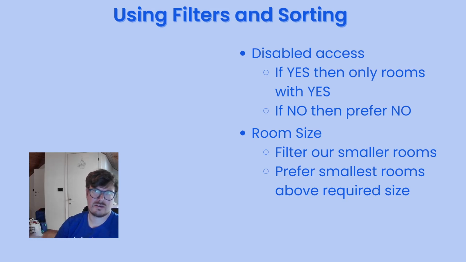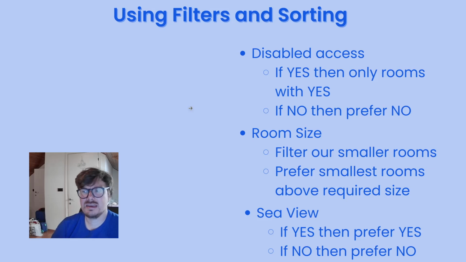There's no point assigning a booking of 4 people a room which has 8 people unless we have to, because we may want to keep that room available for when there's a booking of up to 8 people. Hopefully that's sort of obvious. And then sea view: if yes, then prefer yes, if no, then prefer no. So again, this is something which is sort of required, but not absolutely essential.